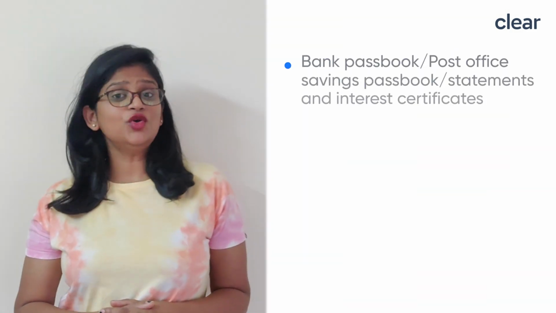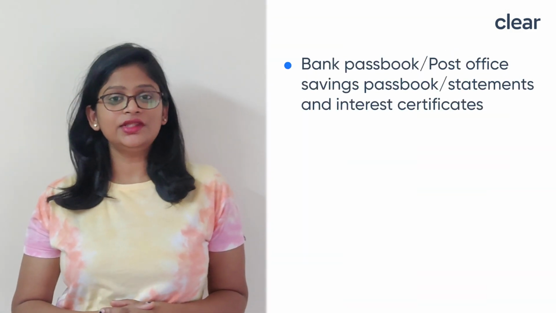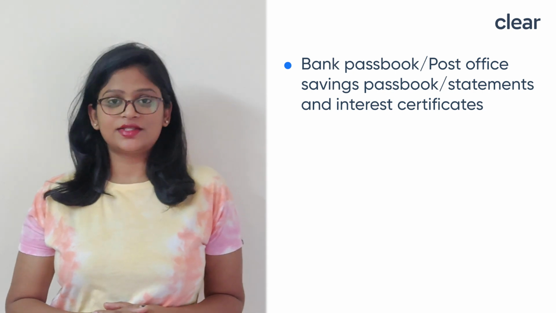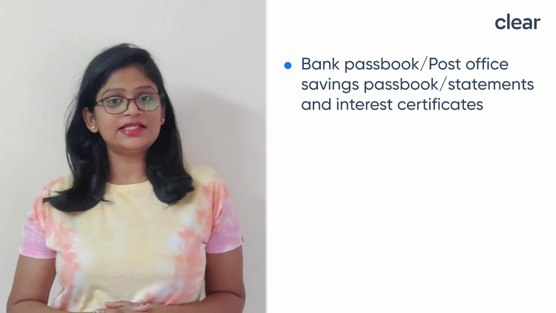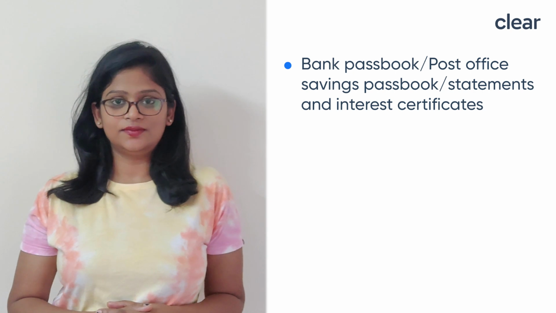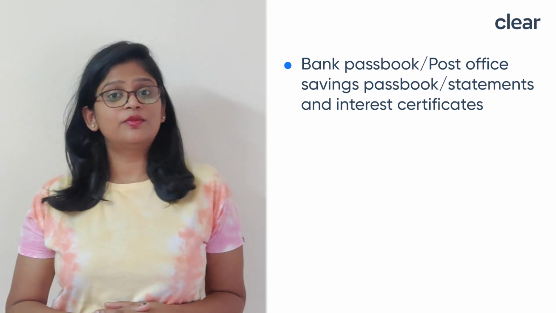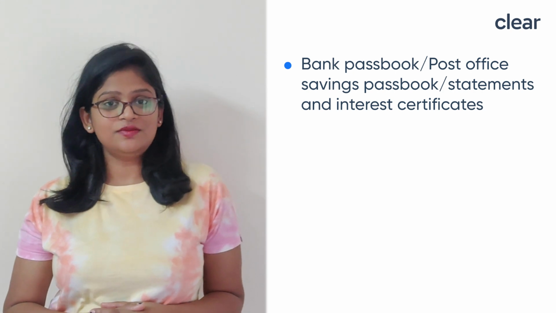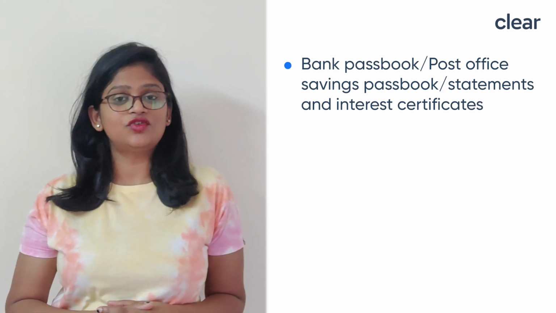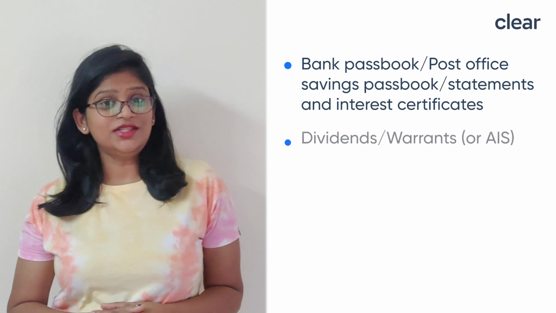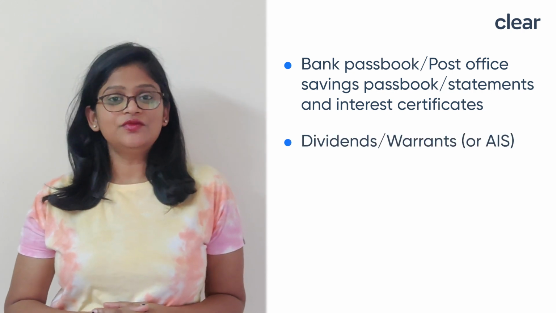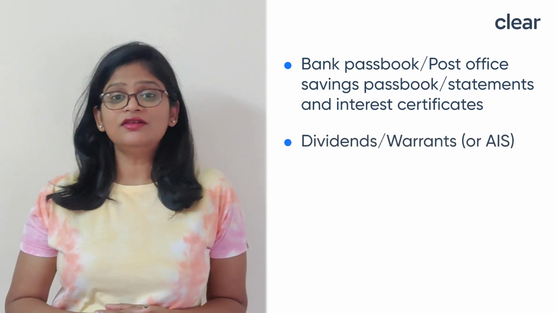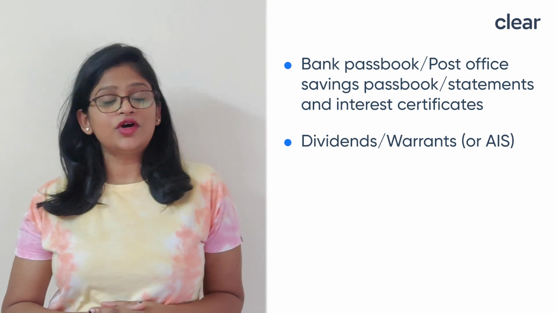Now, let's look at the documents you will need when you have income from other sources. If you have earned interest income during the year, you need a bank passbook, interest certificate, etc. of the said financial year. Collect relevant documents for both interest on savings bank, post office savings schemes, as well as interest received on fixed deposits. Further, keep a record of dividend income received or refer to the annual information statement for the same.